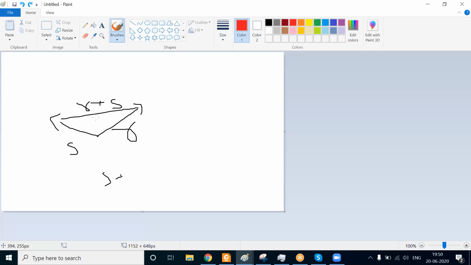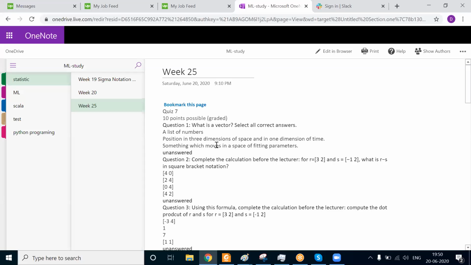Let me put a color here. So you can see this is r plus s, right? It has also moved from this position to this position. So that is what it is telling: something which moves in space of the fitting parameters. It keeps on moving while we do addition, subtraction over the number of vectors that we have.